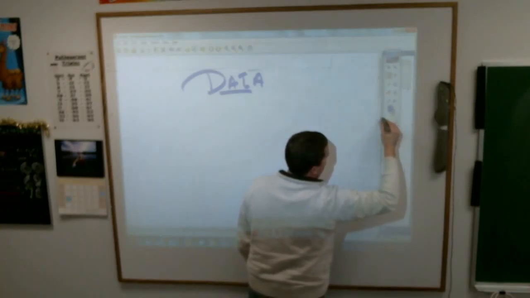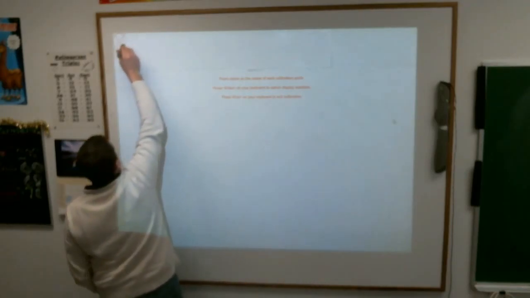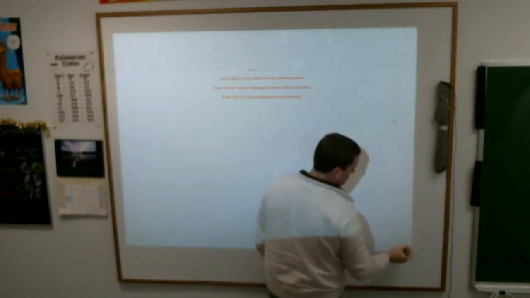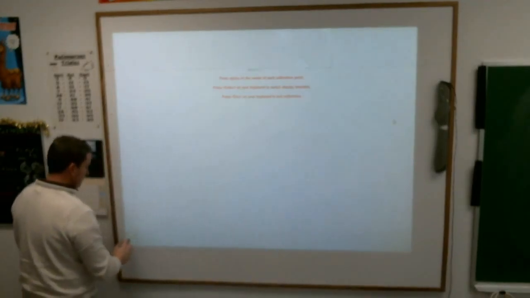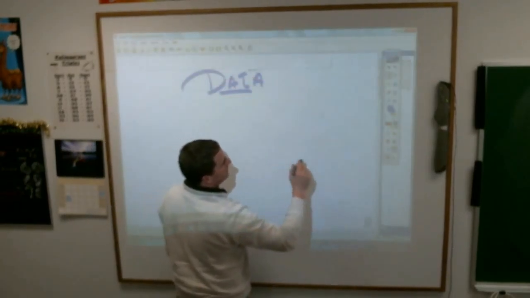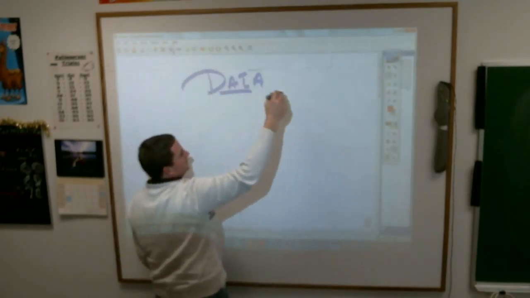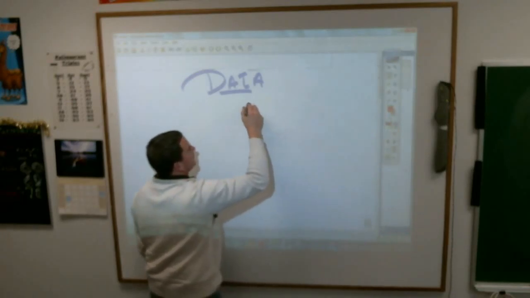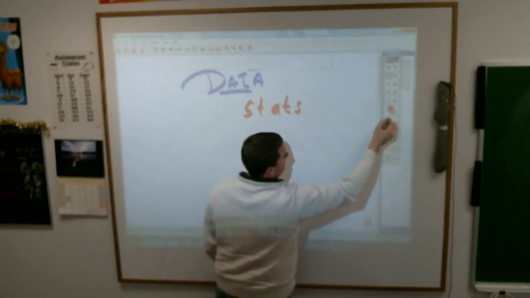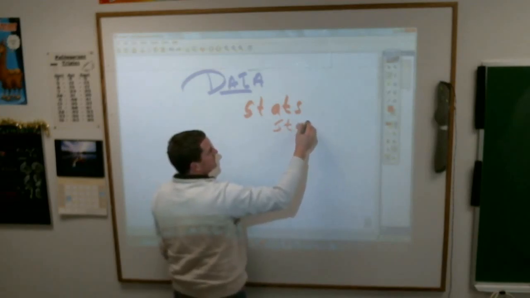Statistics is the branch of math, ladies and gentlemen, that deals with taking data, which is information, and organizing it and putting it in some sort of useful way. We abbreviate it and call it stats. Do you know what stats stands for? Yeah, it's statistics.